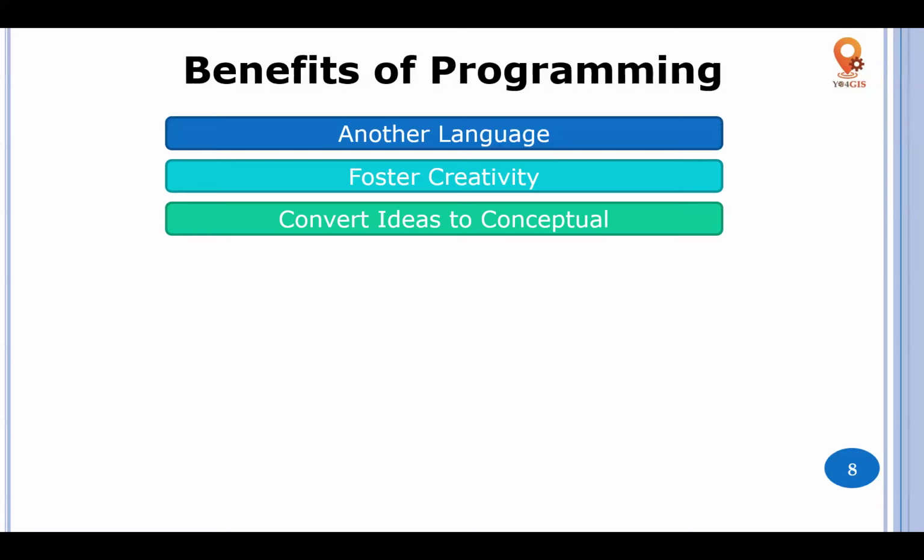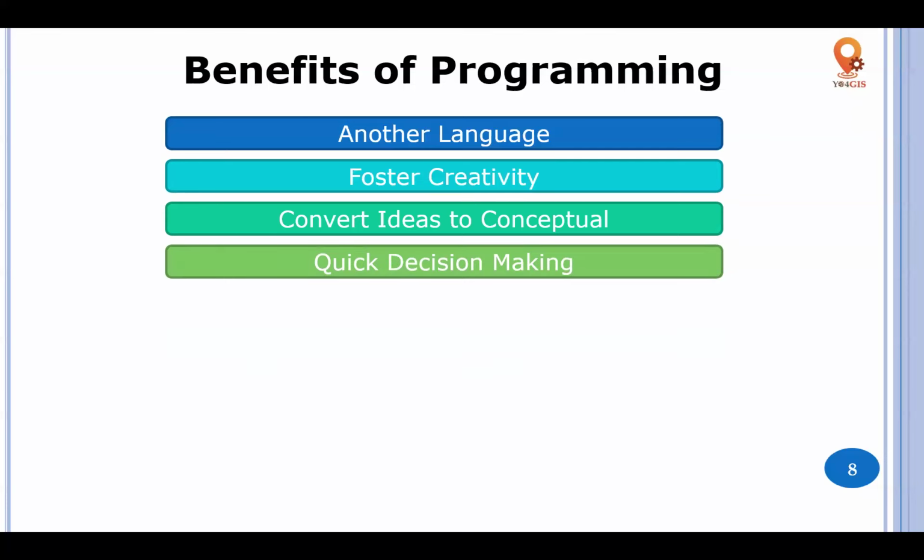If someone has been working with utility GIS for the last 10 years, then he has very good knowledge of the utility. He has very good ideas about what to do, but the problem is he doesn't know development. He doesn't know programming. When that type of person learns programming, they do wonders. They can use their ideas and their previous knowledge and convert them to a conceptual form.